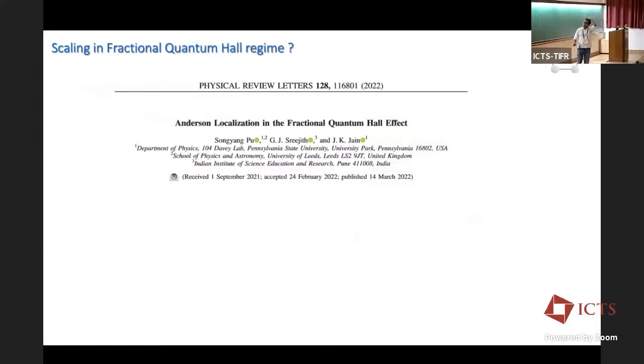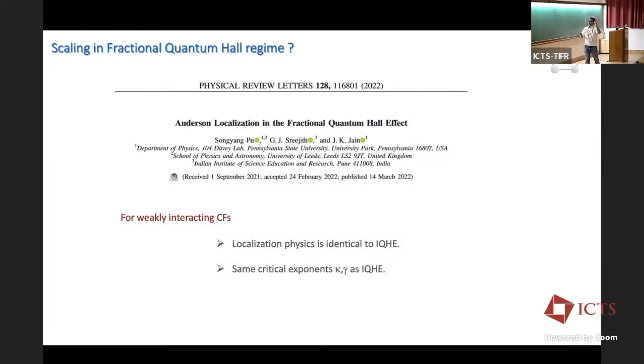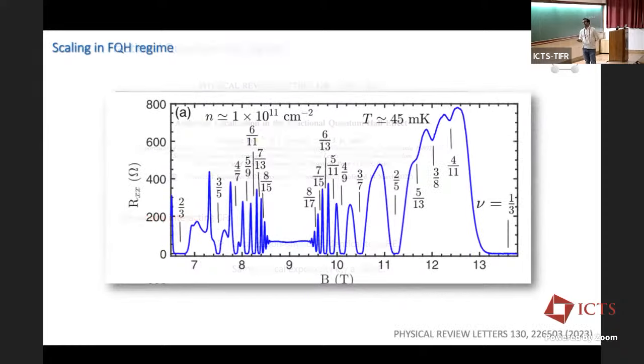Now the question we asked is, what about scaling in the fractional quantum Hall regime? Can I really think of a transition from a fractional state to another fractional state again as a localization-delocalization transition? And a recent paper by this group said that yes, we can do it, provided the composite fermions are weakly interacting, so that the localization physics is identical in the fractional quantum Hall as it is for the integer quantum Hall, and then they should have the same critical exponents.